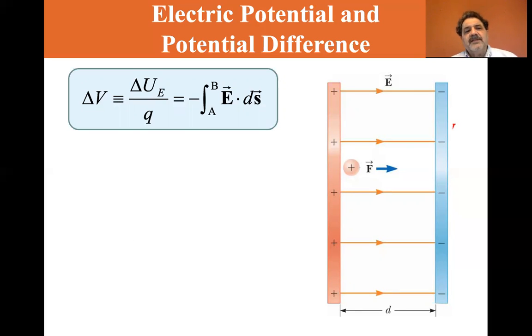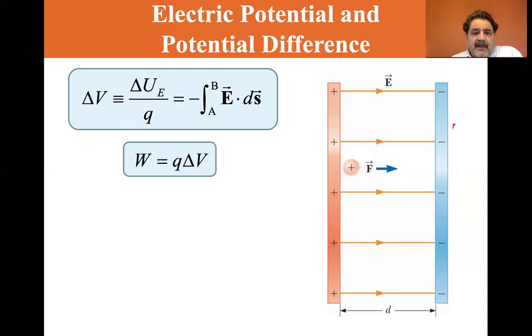So the delta V is equal to the change in potential energy divided by the charge, and that's equal to negative the integral of E dot ds. And this is going to be a path integral. We'll discover that since it's a conservative field, the path doesn't matter. That's why we have equal potential surfaces. But we'll get to that later. So the work is equal to the charge times delta V, Q delta V. If volts are joules per coulomb and you multiply by coulombs, you get joules, which is what work is in. So 1 volt equals 1 joule per coulomb.